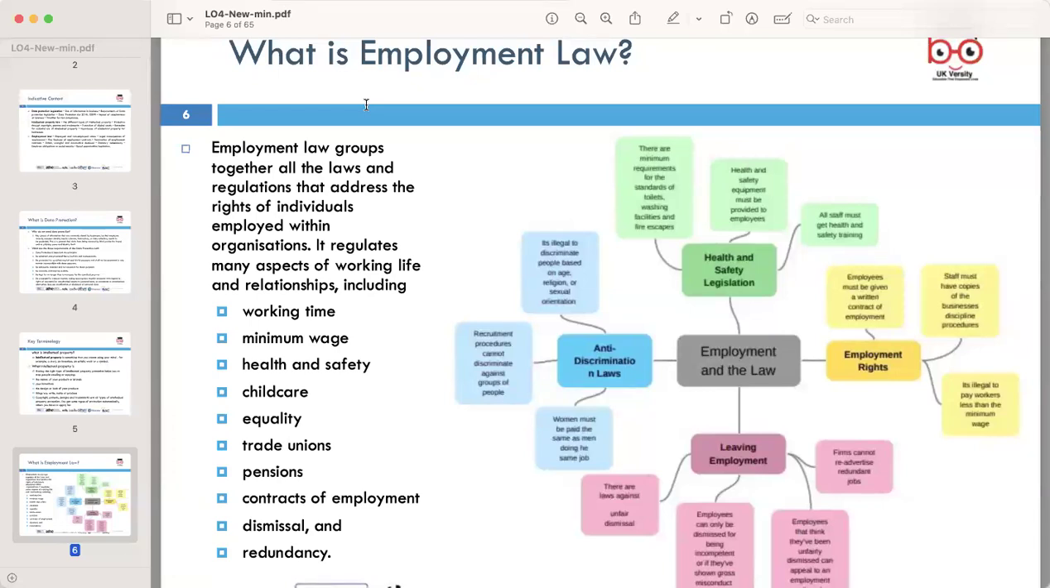Yeah, that's correct. So understanding basically employment law and regulations addressing the rights of individuals employed within organizations. So it regulates various aspects of working life and relationships, including work time, minimum wage, health and safety, childcare, pensions, dismissals, and redundancy. Okay.